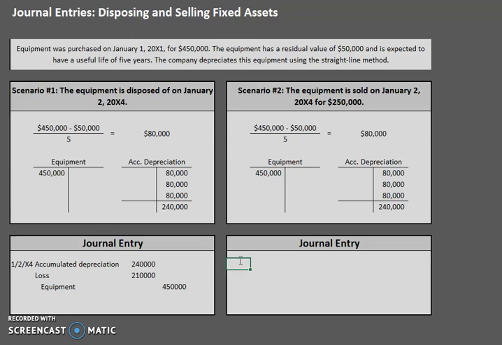So since we know cash, we're familiar with cash, we've been through the majority of accounting 1 at least by now. Let's start with cash. If we're receiving cash, what is happening to cash? Well, it is increasing. And remember, cash is an asset, so how do we increase cash? By debiting it. So I'm going to start there. Debiting cash. Okay, and how much cash are we receiving? $250,000. Okay, now let's take a look at those other pieces.